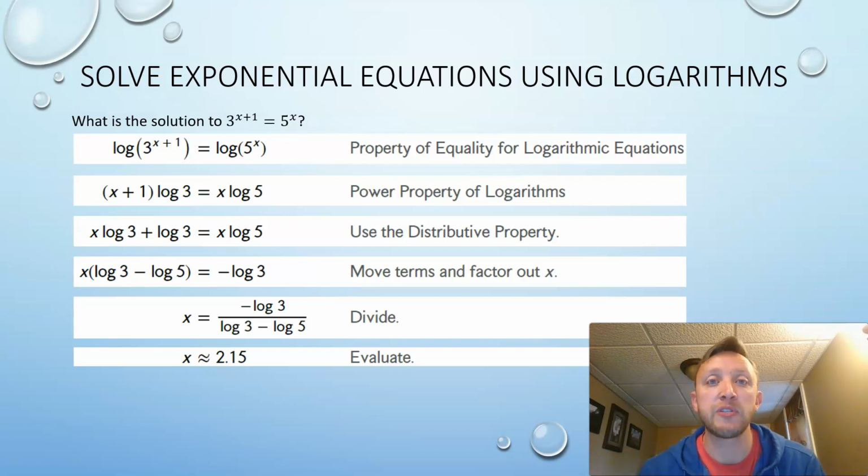Use like 4 or 5 numbers after the decimal so you're more accurate in your final answer. And then do log of 3 minus log of 5. And then get that answer and write that down. And then divide those two values.